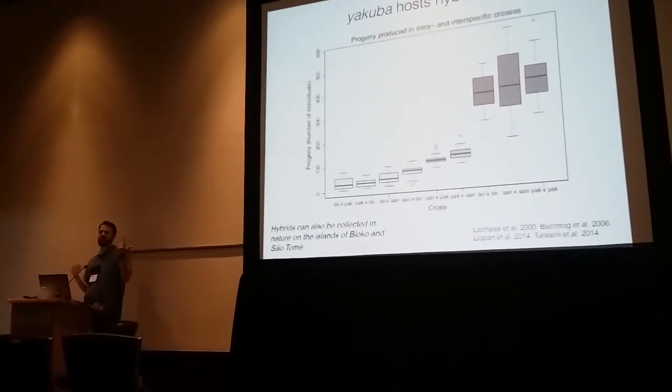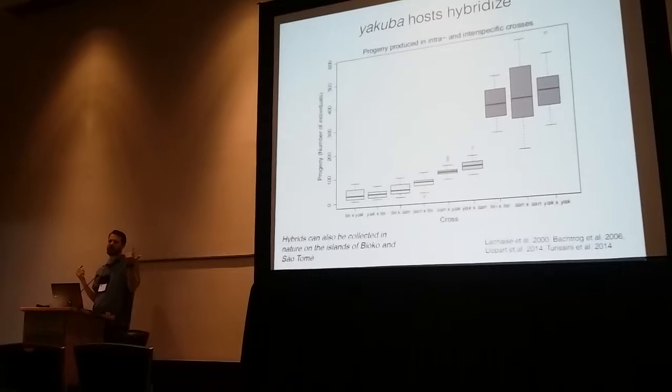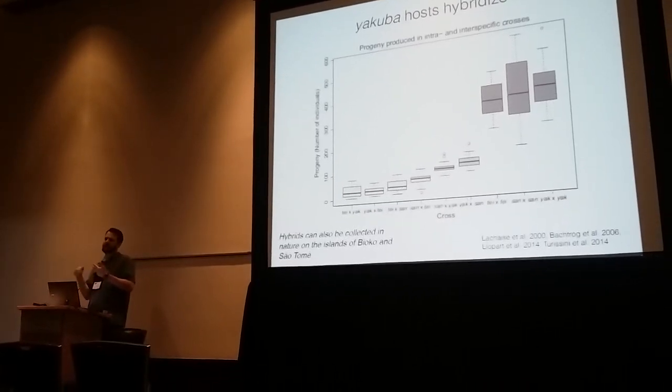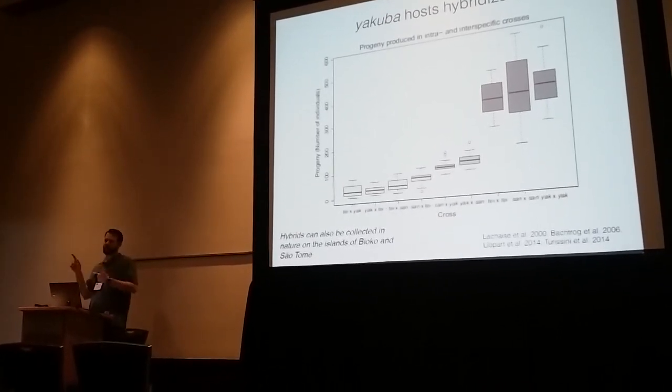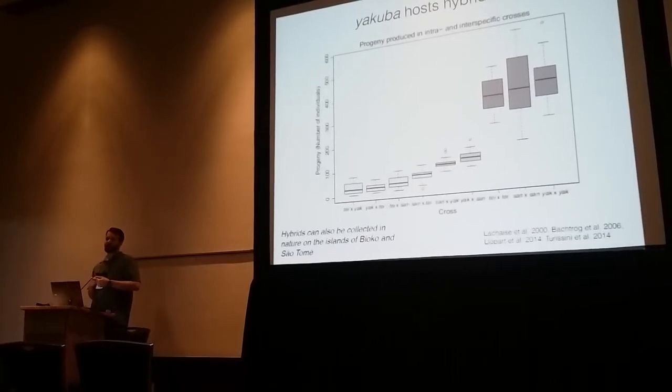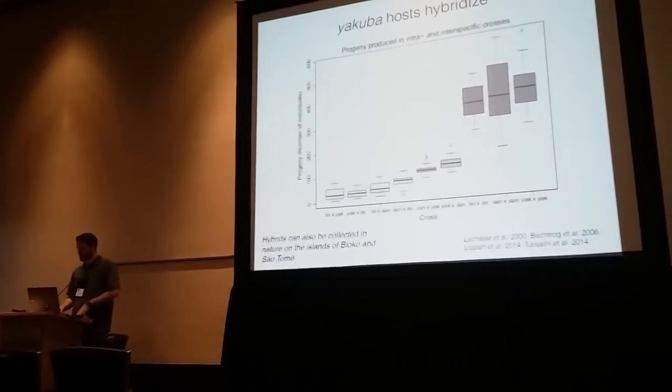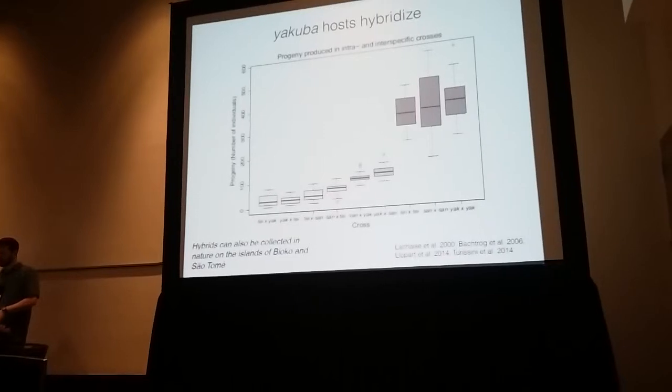Imagine a santomea female mates to a yakuba male. Santomea has Wolbachia, that F1 has Wolbachia, and then in a one generation backcross with the yakuba, you can get santomea Wolbachia and mitochondria into yakuba. And so it's an interesting system to think about cytoplasmic introgression here.